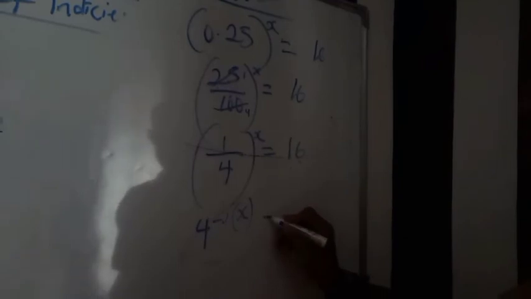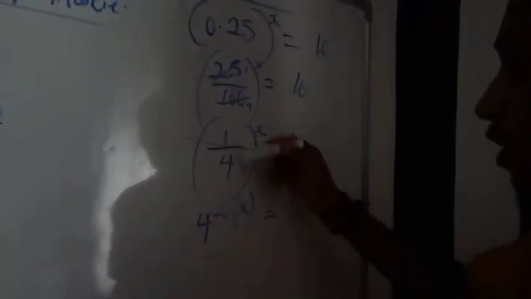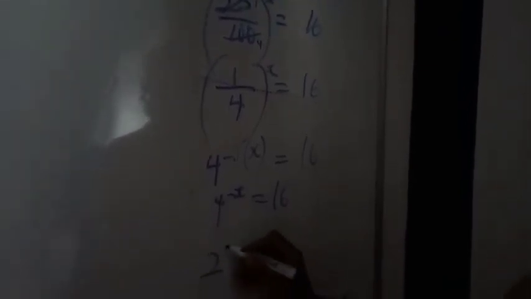Let me explain further. 4 to the power minus 1, all to the power x, equals 16. So the negative of this thing is 4 raised to the power minus 1. So 4 raised to the power minus 1 times x is minus x, equals 16. I can bring them to the lowest term. The lowest term is base 2. 2 raised to the power 2 gives me 4, bracket minus x, equals 2 raised to the power, what do you mean 16?